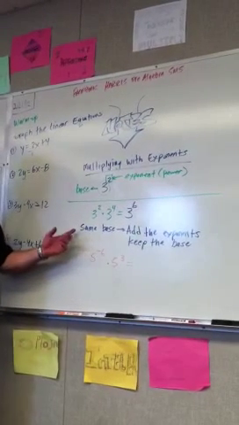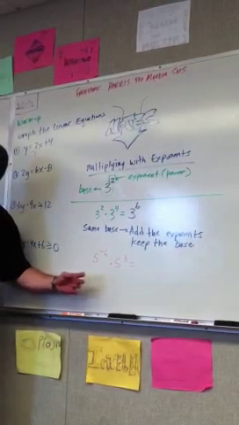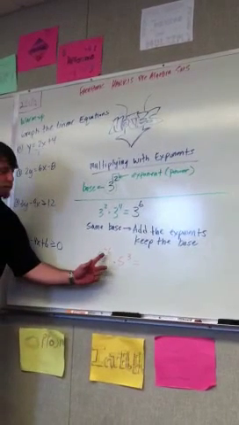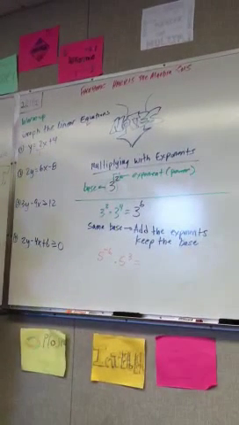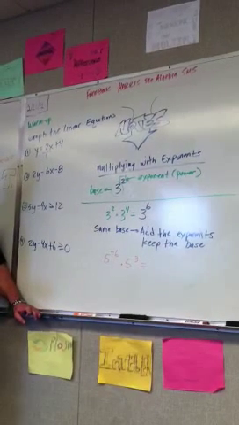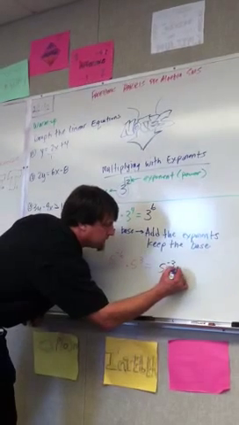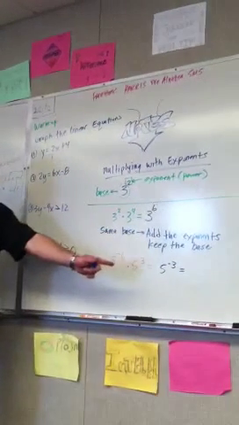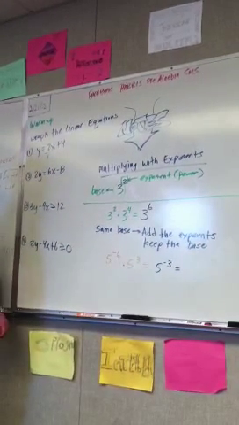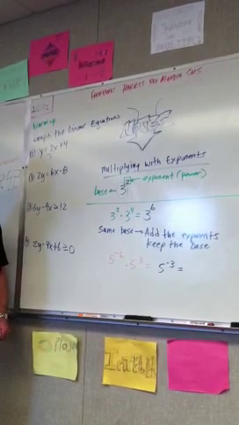This is same base, correct? The base in this problem is 5. We're going to add the exponents. What's negative 6 plus 3? Negative 3. So this problem is 5 to the negative 3, which we're not going to leave like that. It's going to convert to a positive.